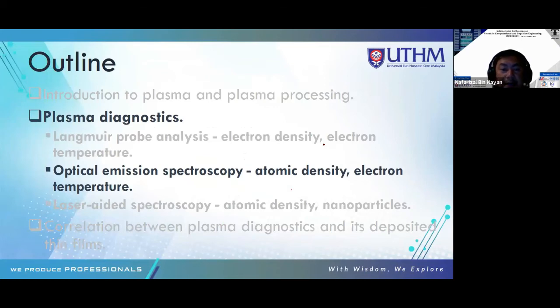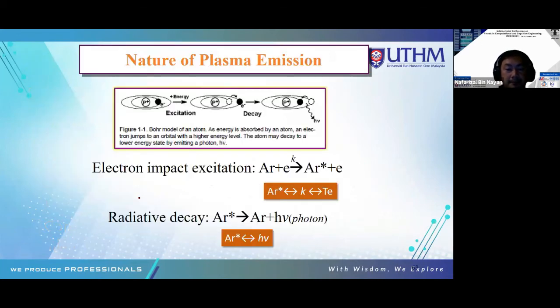Okay, another basic technique is what we call optical emission spectroscopy. From this technique, we can get the atomic density and the electron temperature. So we mentioned that in a plasma, you have atoms, you have ions, and you have electrons that are freely moving around.